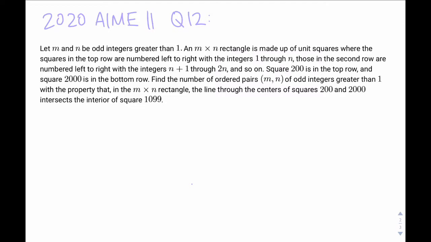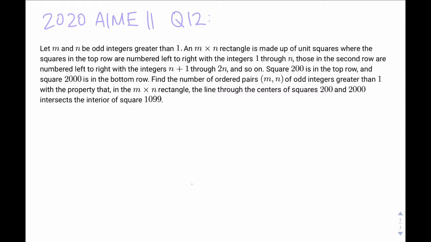An m by n rectangle is made up of unit squares where the squares in the top row are numbered left to right with the integers 1 through n. Those in the second row are numbered left to right with the integers n plus 1 through 2n, and so on. Square 200 is in the top row, and square 2000 is in the bottom row.